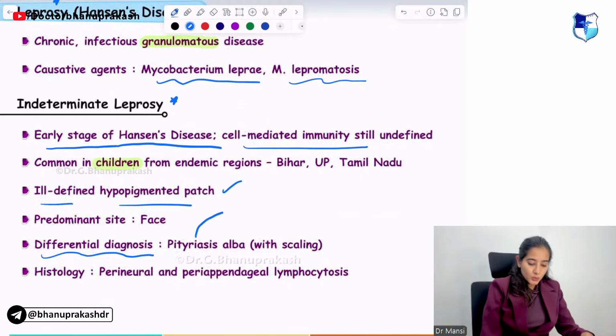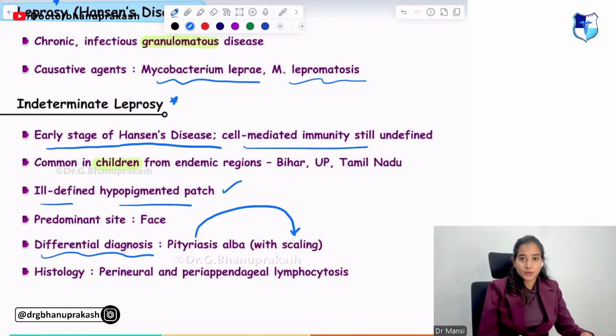The word Pityriasis means scaling. Pityriasis alba is a different condition, whereas in indeterminate leprosy, you will not be able to see scaling.